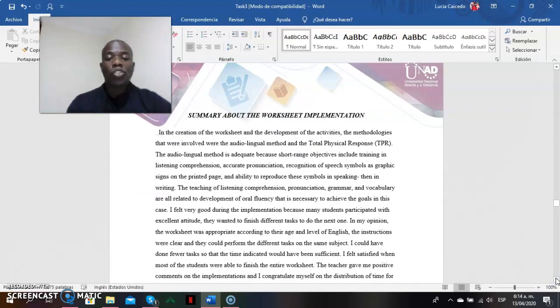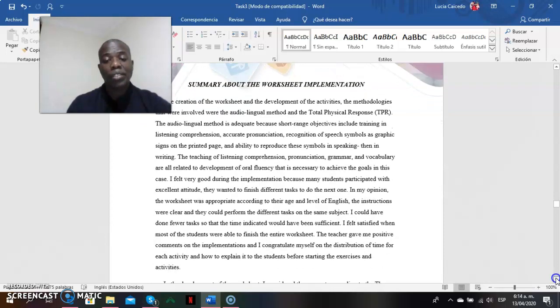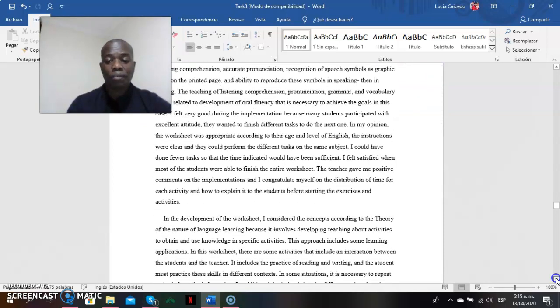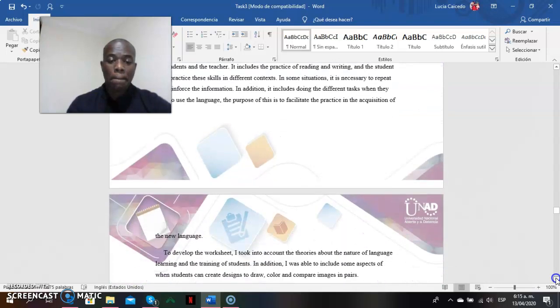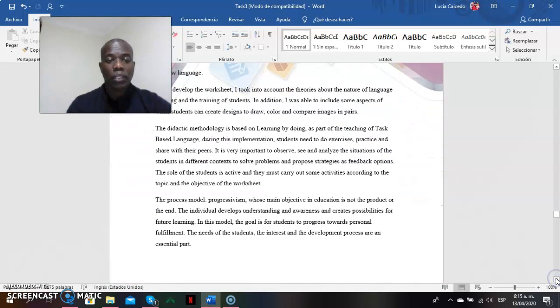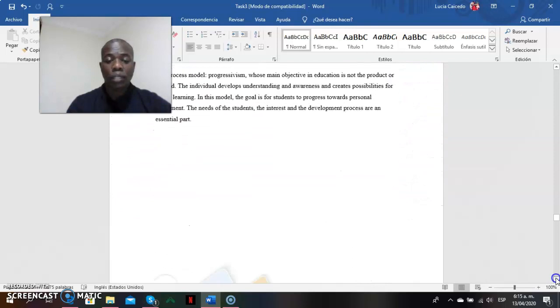Summary about the worksheet implementation. I'm going to try to read. In the creation of the worksheet and the development of the activity, the methodologies involved were the audio-lingual method and total physical response.